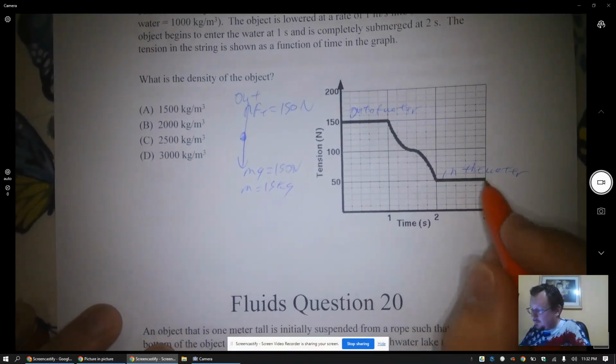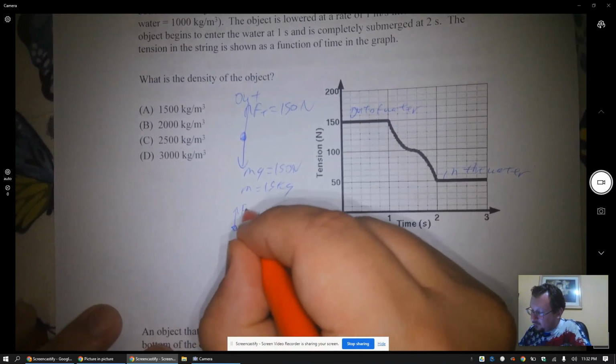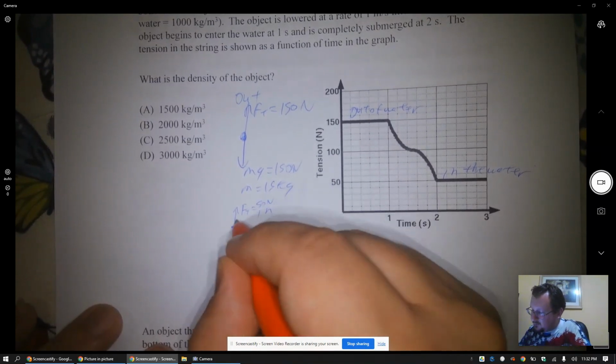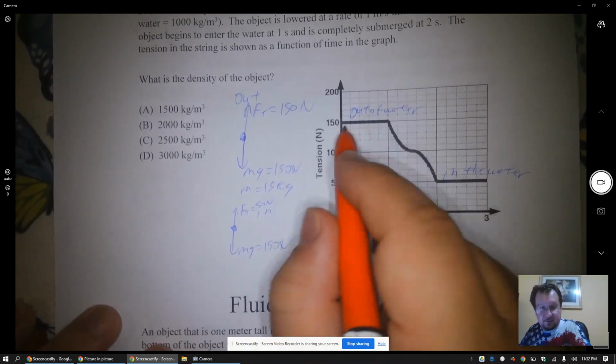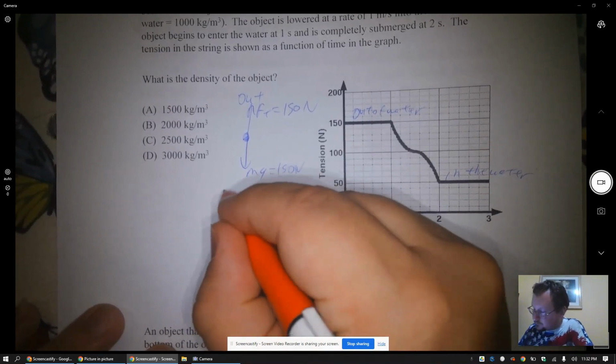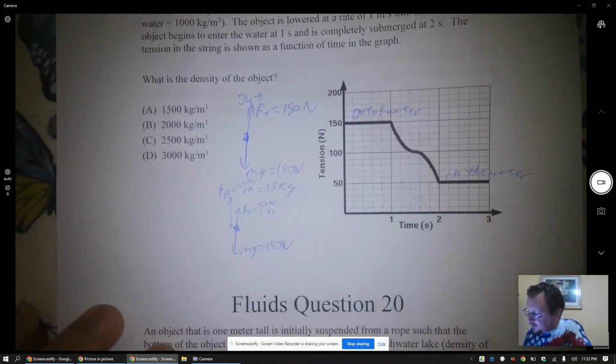And then what you take from this is you say when it's in the water, the object has a force tension of 50 newtons, and still an mg of 150 newtons, because it's not going to lose its mass, which means that the buoyancy force is the remaining 100 newtons.